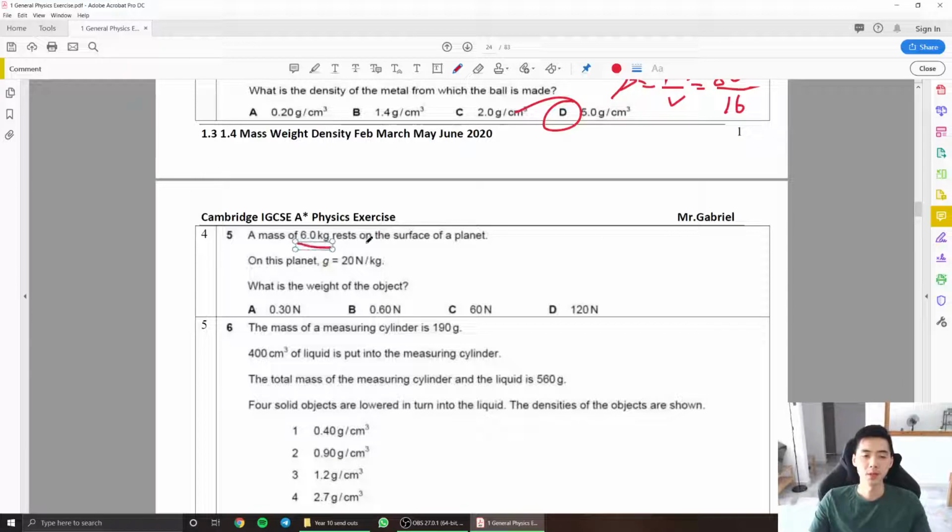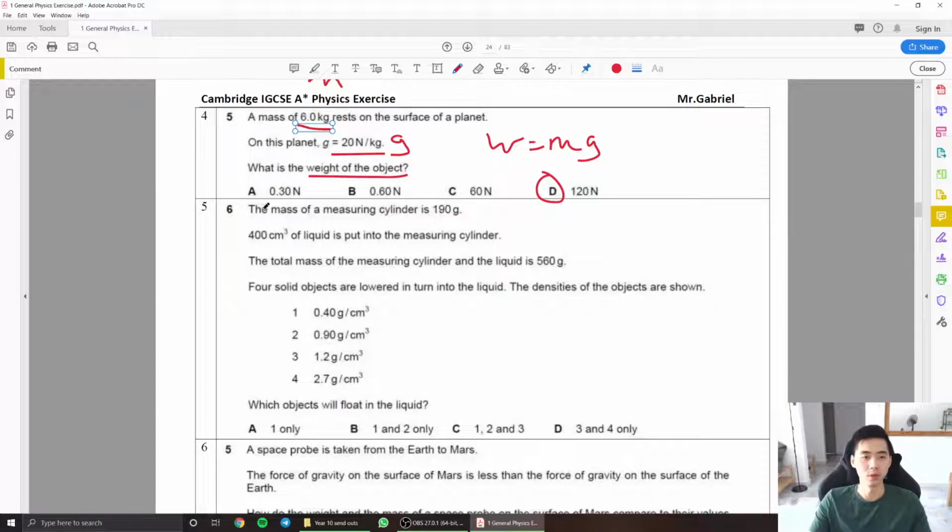A mass of 6 kg rests on the surface of the planet. On this planet, the gravitational field strength is 20. What is the weight? W equals mg. 6 times 20, very straightforward, it would be 120 newtons.